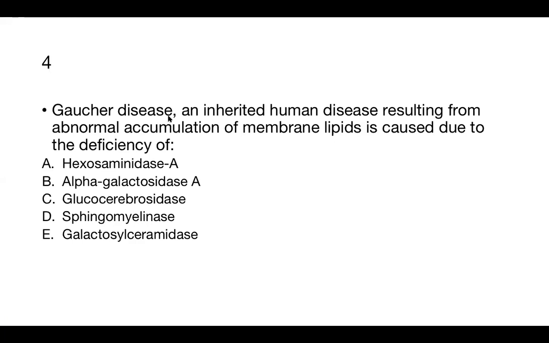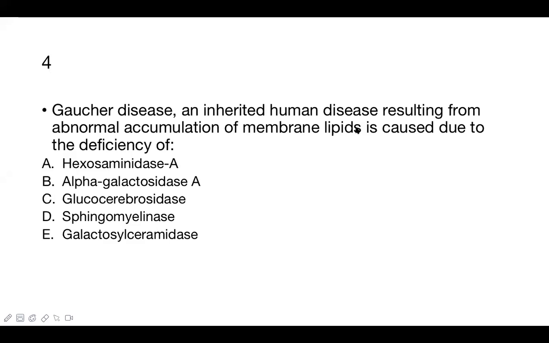Now, that means there is abnormal accumulation of lipid in different organs, importantly the reticuloendothelial system like spleen and liver. It will be collected in the bone also. That's why when you do a bone marrow aspiration or biopsy, we can diagnose this disease.